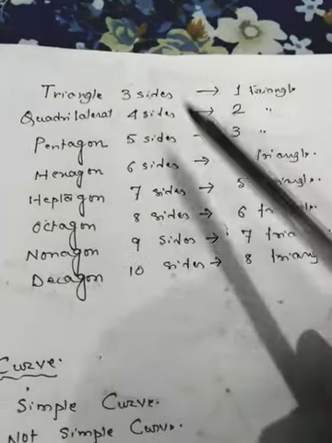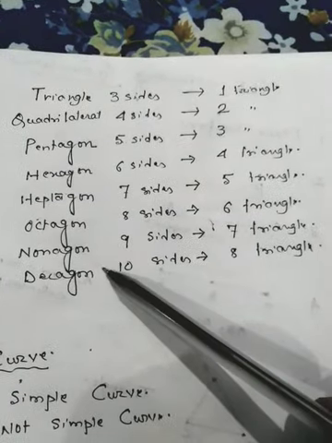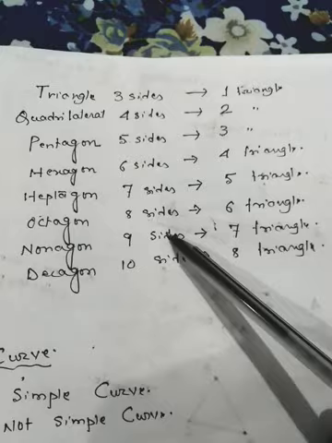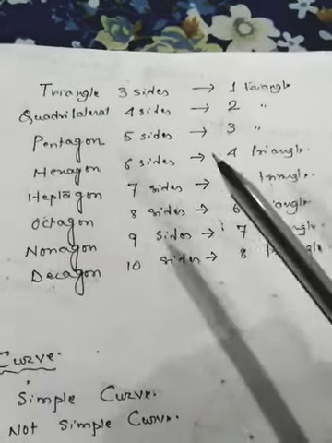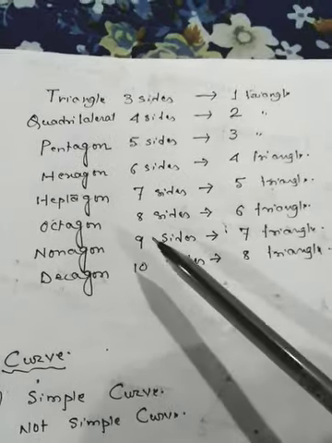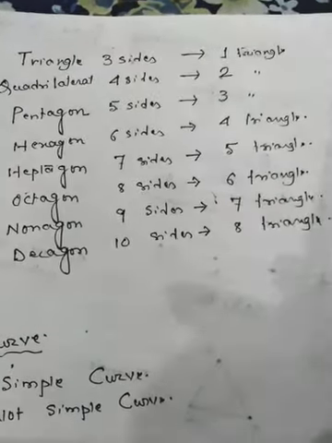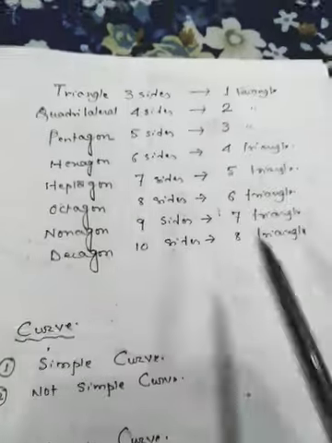So this is the difference that you have to remember, no matter what the polygon is. If it is a 100-sided figure, how many triangles will it have? 100 minus 2 is 98. So it will carry 98 triangles. Fine, so this is the logic that you have to apply.